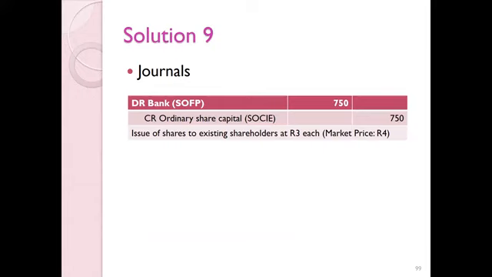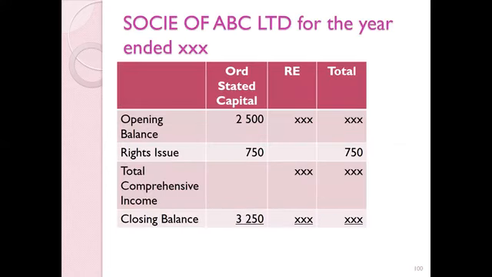So debit bank with 750 Rand and credit our ordinary share capital with 750 Rand. So those existing shareholders are going to physically give us 750 Rand to increase our bank account, and we are going to issue our ordinary share capital to the value of 750 Rand.